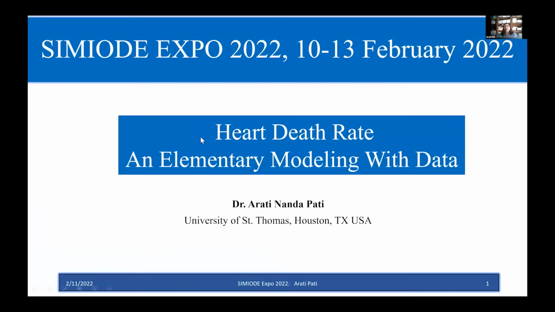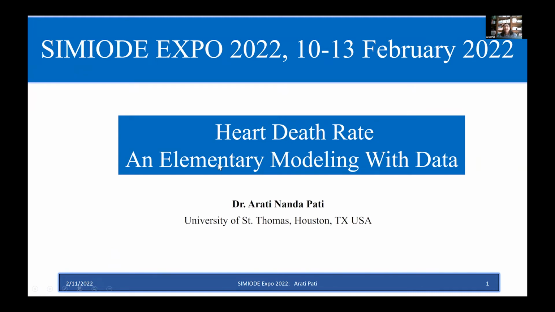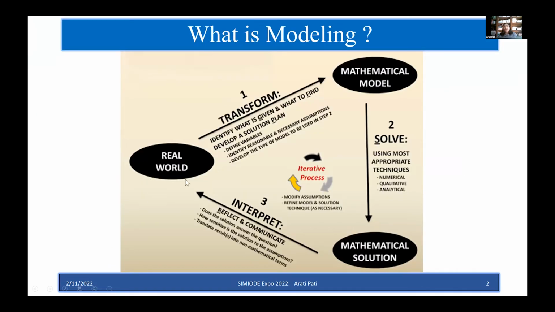So this is about heart rate, death rate, and it is very elementary. First of all, we want to know what is mathematical modeling. We want to see the real world and try to observe what is happening in the real world. And then we want to express this observation with mathematical formulas. And we know how to find the solution for the mathematical equations. And then we interpret that comparing with the real data.